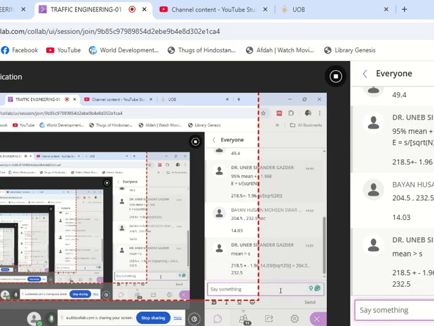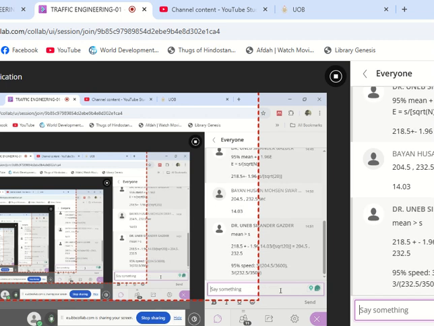Now to calculate 95% confidence interval of speed, I'll use this range with the distance, do distance upon time. So 3 upon 205.4. This will give you the upper value, and then you do 3 upon 232.5. So this will give you the lower value.